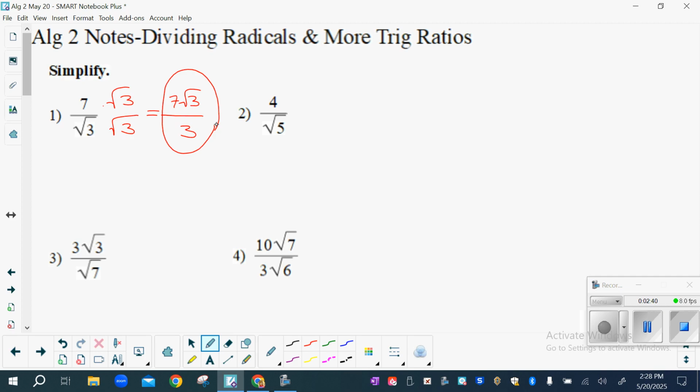Okay, so I'm going to call on a group. Problem number 2. Ariel, your group. What would we do to get rid of that radical in the denominator? Good. Multiply top and bottom by square root 5. And so what do we get when we do that? 4 square root 5 over 5. That's right.